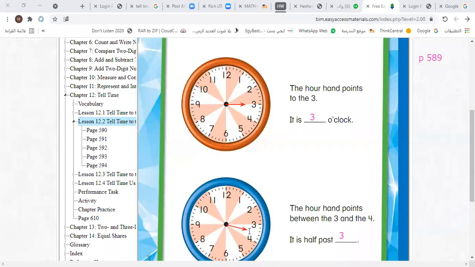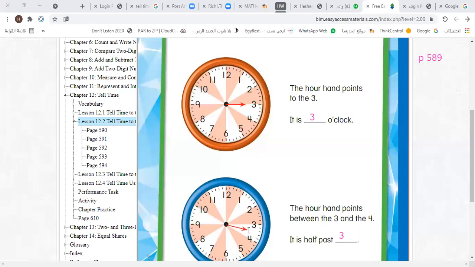Now my lovely boys, let's answer the next question. Let's move now to the next page, grade 1. But before we move on, look again here. This is 3 o'clock because the hour hand points to 3, but this is half past 3 because the hour hand is at the halfway between 3 and 4.